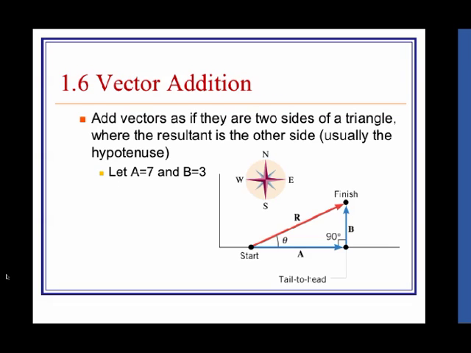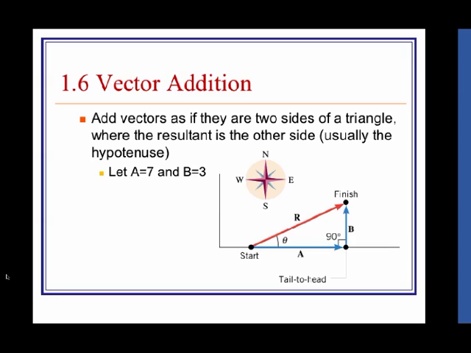When adding two vectors, you add them as if they are the two sides of a triangle. This will yield the resultant, which is usually, not always though, the hypotenuse. If the vectors are in very different directions, or sometimes if you're subtracting vectors, the resultant can be a different side.